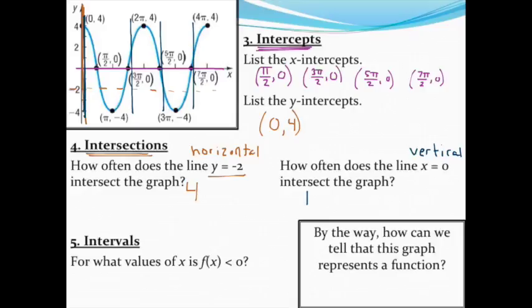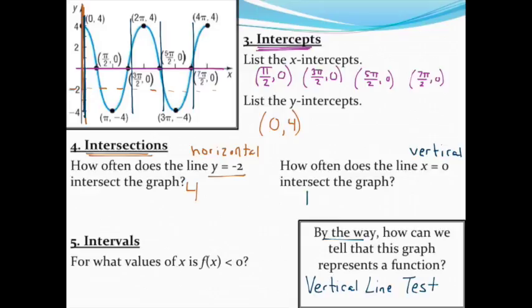If you recall from Algebra 2, this is your by the way question. Since a vertical line touches the graph only 1 time, we know that it's a function. We had called that the vertical line test. So any vertical line we draw touches the graph just 1 time. That proves it's going to be a function.